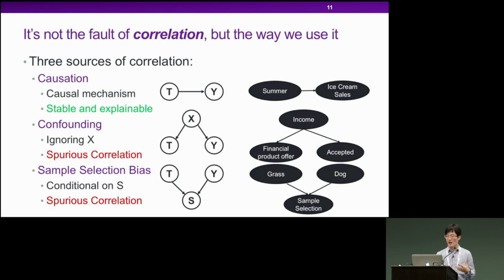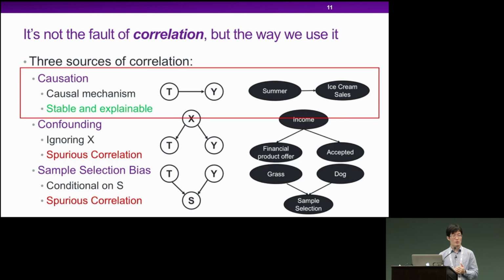So I would say that among these three sources of correlation, only the first one should be used for stable learning or for stable prediction, right? So this is actually our main idea.